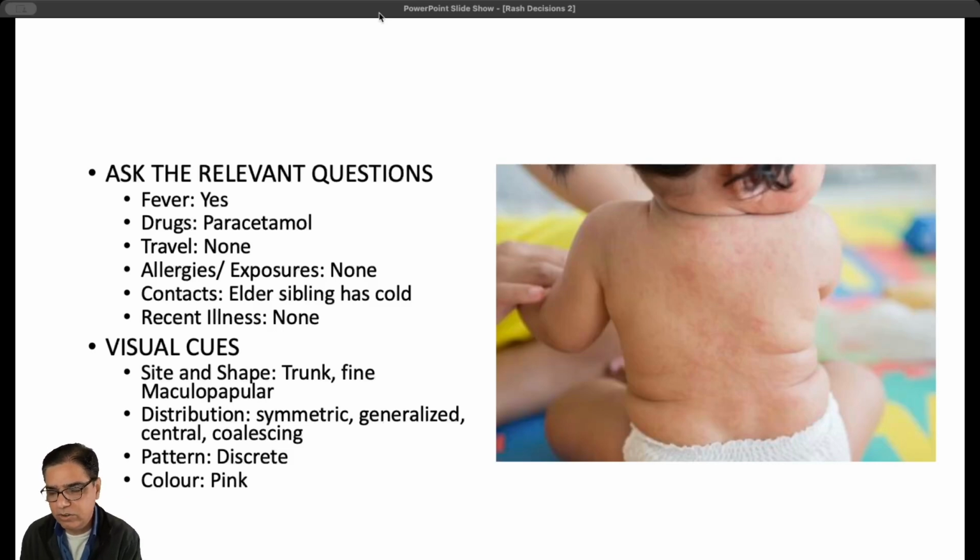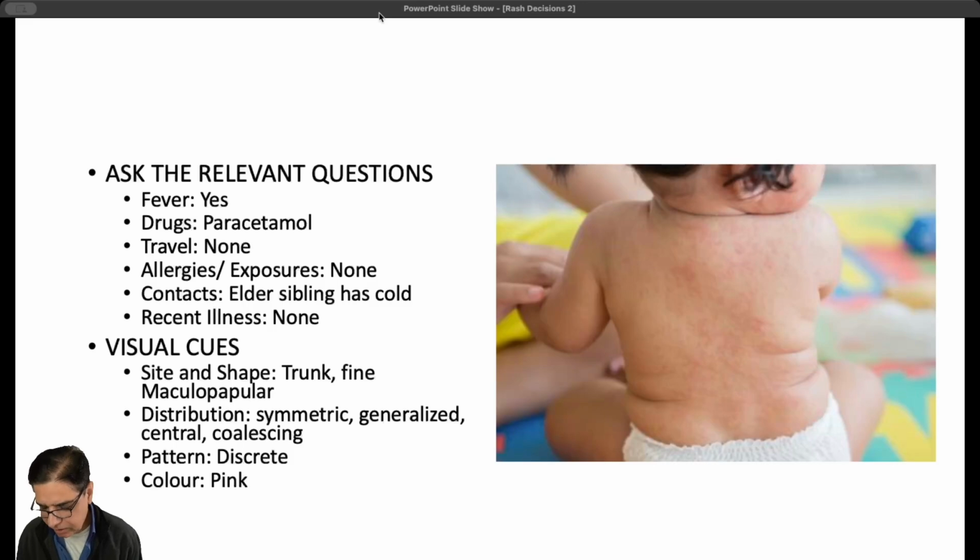I don't know if you can see on the back, there are a few patches which feel like they have coalesced, merged into one another. So there is a coalescing pattern, and some of the lesions are discrete as well, and the color is pink or bright pink. With this presentation, a child who is febrile, who has this maculopapular rash with predominantly central distribution, hasn't been exposed to anything, no history of allergies, no history of travel.